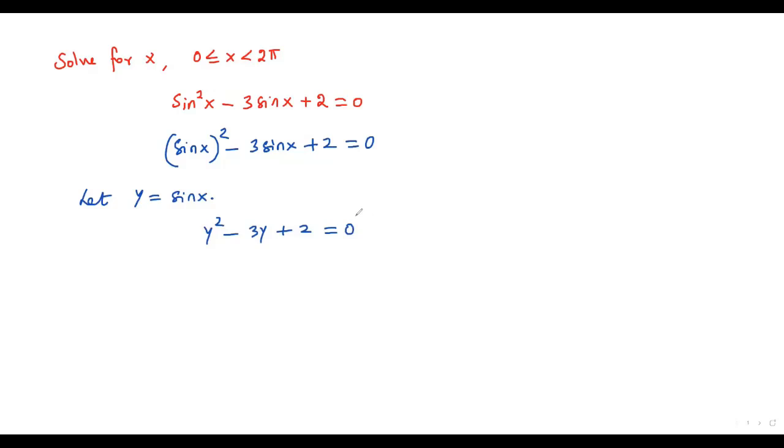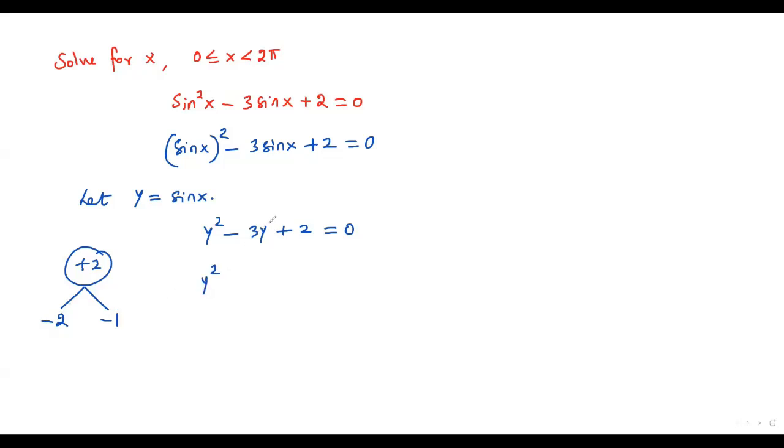Now it's a quadratic equation in the variable y. So I think we can solve this quadratic equation by factoring. Since the coefficient of y square is 1, we can get two factors for the constant term positive 2, such that the product of the two factors is equal to positive 2, and the sum of the two factors is equal to the middle term, the coefficient of y, that is negative 3. So I think negative 2 and negative 1 will work. When I multiply negative 2 and negative 1, that is equal to positive 2. When I add them, it is equal to negative 3.